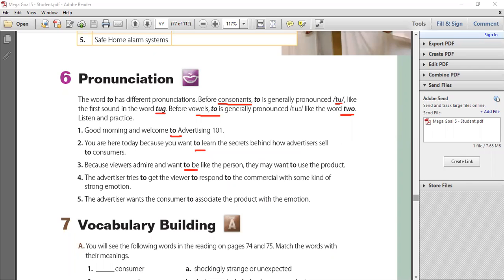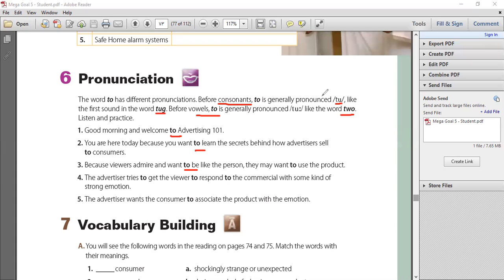4. The advertiser tries to get the viewer to respond to the commercial with some kind of strong emotion. 5. The advertiser wants the consumer to associate the product with the emotion.